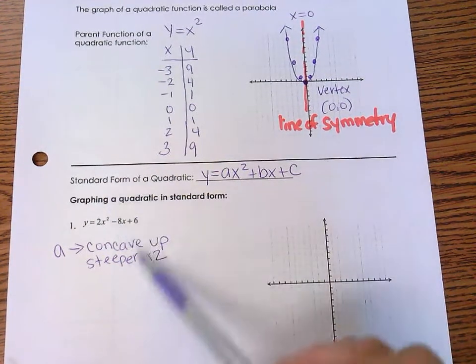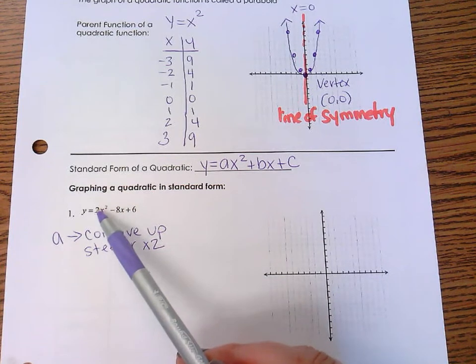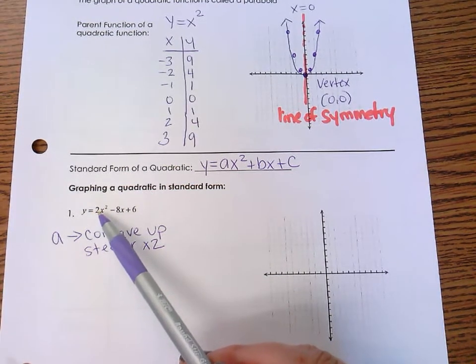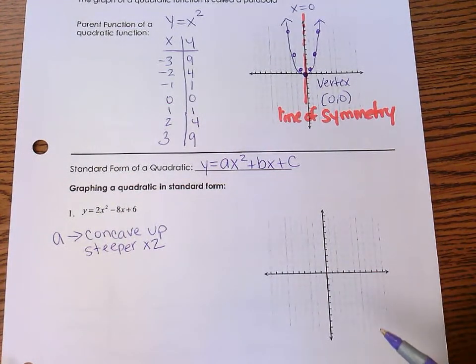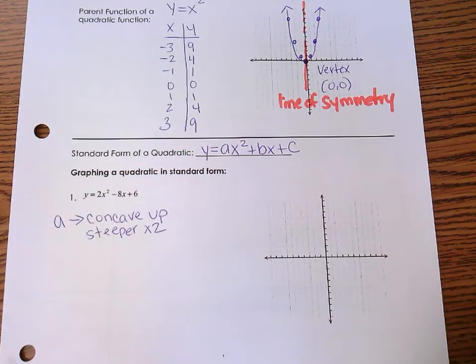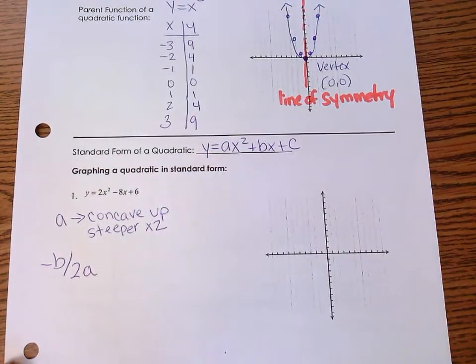I always like to write down my ABC information. So A is concave up because it's positive, and steeper because it's times 2. The B information is how you figure out your vertex. Do you remember the equation to figure out your vertex in standard form? Negative b over 2a. Does that sound familiar at all?